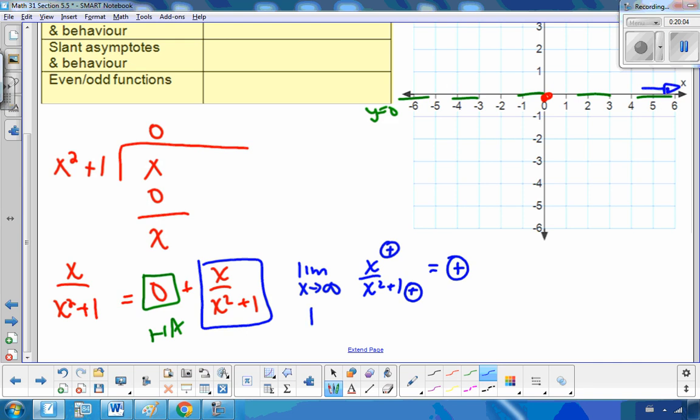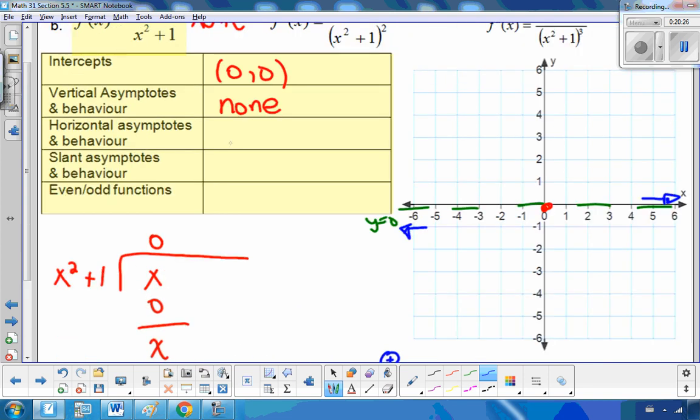Okay, then I'll look at the limit as x approaches negative infinity, and that will be of x over x squared plus 1. So if I put in a big negative number, my numerator will be negative. A negative squared is a positive, plus 1 is still a positive. So altogether, that will be a negative. So the left end will be below. My curve will be below the horizontal asymptote.